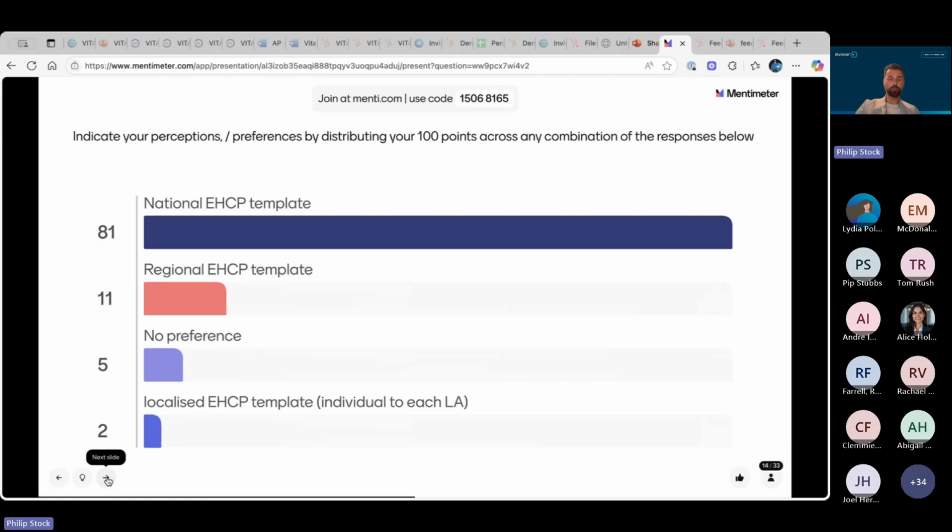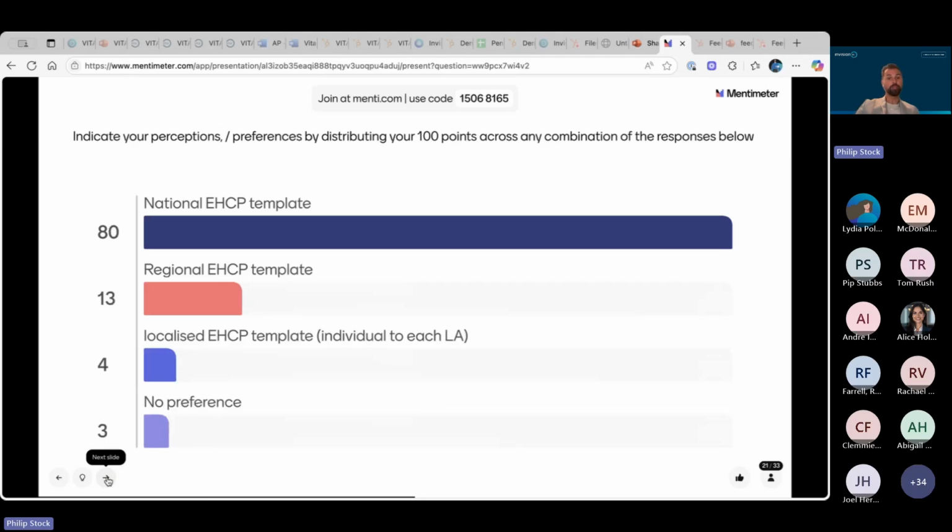Hopefully this exercise is useful for you guys as well, because you're seeing across 50 attendees here what the views are, and what I've seen up until this point is consistent. There's a consistent desire or motivational drive to get this right.